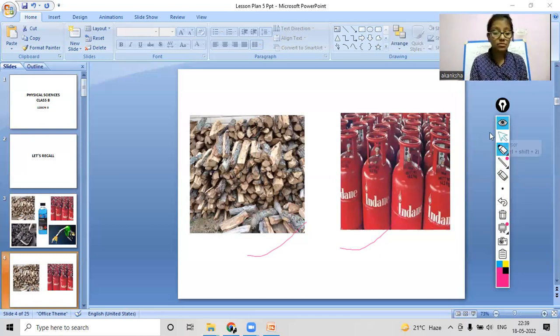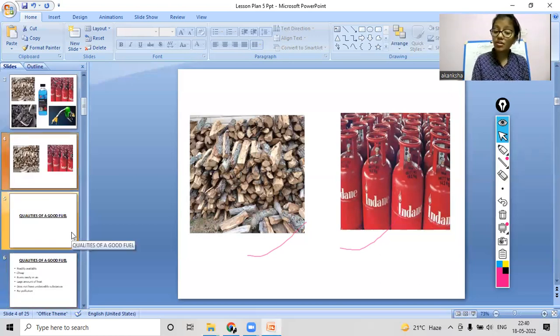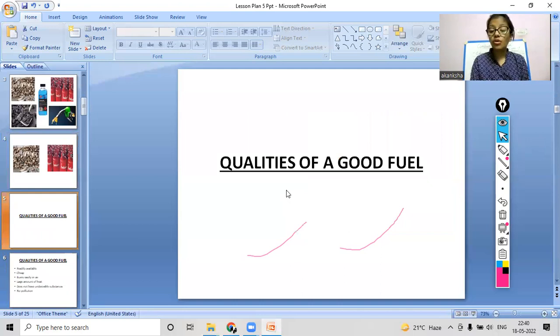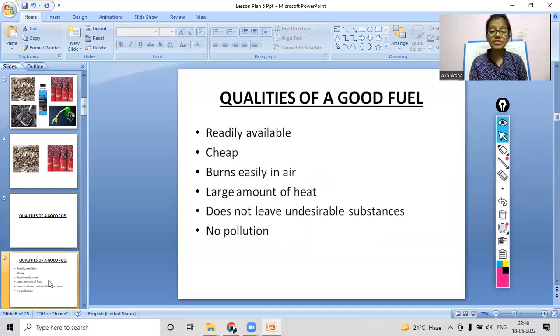Now we will move ahead and see what we are going to study now: the qualities of a good fuel. Like we just discussed in the above pictures, why were we using LPG instead of wood? Because it had certain qualities that made us use it. Now we will see some of the qualities of a good fuel, why we are using that fuel and why we are preferring it.